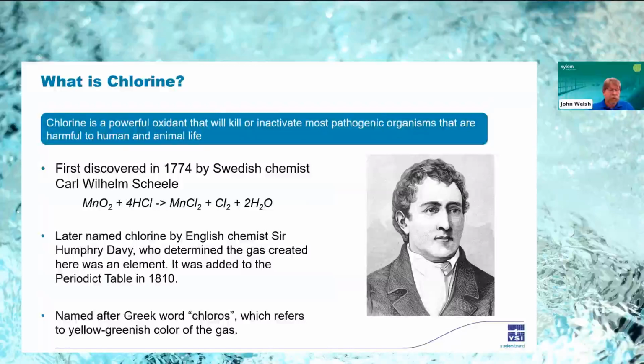Chlorine was first discovered by a Swedish chemist, Carl Scheele, in 1794. He was the first to create pure chlorine gas by heating manganese dioxide with hydrochloric acid. He performed other research on chlorine as well and discovered it was also water soluble and could bleach things with it. But it wasn't until 1810 when English chemist Sir Humphrey Davy determined that chlorine was actually an element. And he named it after the Greek word chlorosis, which refers to the yellowish green color of the gas.